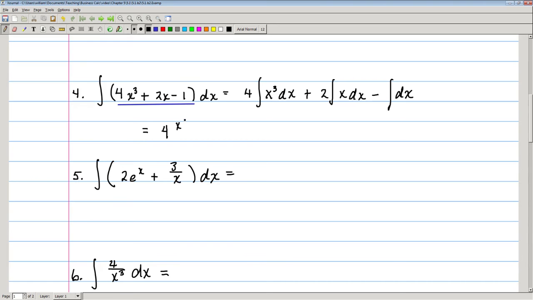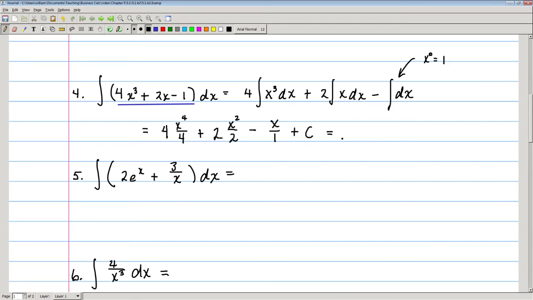We'll increase x cubed, the power by 1 to 4, and divide by the new exponent, plus 2, and we'll increase the exponent of x by 1 from 1 to 2, and divide by the new exponent, minus, remember, it says x to the 0, so we'll increase the power by 1. 0 plus 1 is 1, and divide by the new exponent.